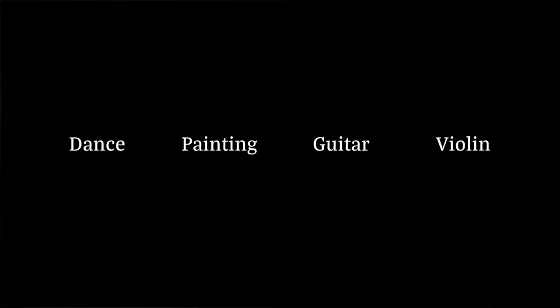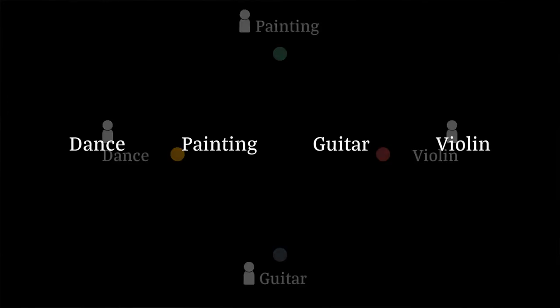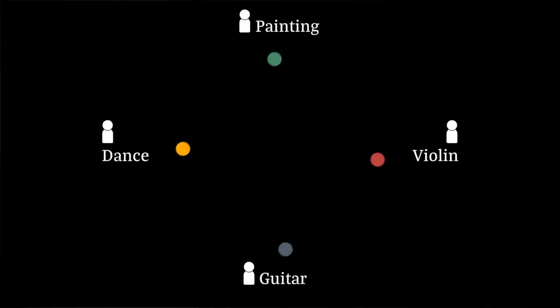In Interoception, the artists are represented in different groups: dance and video, digital painting and video, guitar, voice and music, and violin and music. The artists play a game of telephone where work gets passed around and built on top of what the previous artist has provided.